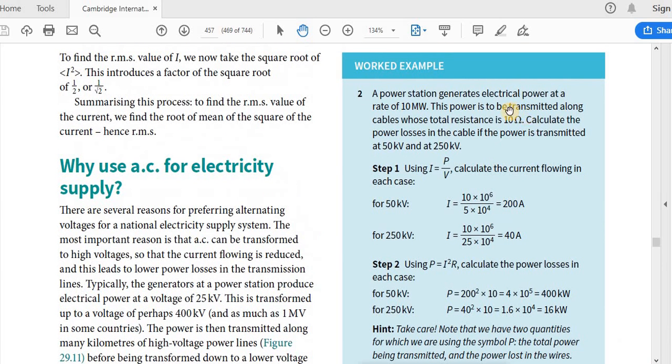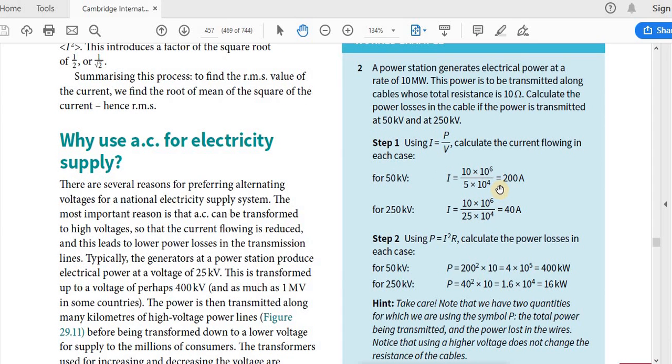So we have to use the 10 ohms, and this P equals VI. We can also use P equals V squared over R, or P equals I squared R. So there are three equations, but we are given the resistance. First we'll find the current. Using this equation P equals VI, we can find the current.